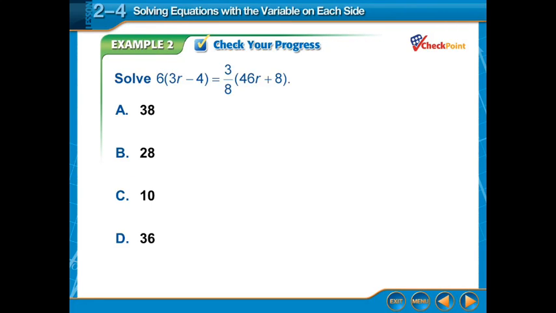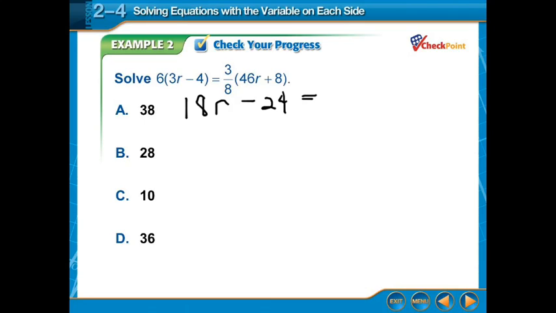Here you have 6 times 3r minus 4 equals 3/8 times 46r plus 8. Sometimes you must distribute, and so let me work this one for you. We did this one in class and I went slow, but some of you probably need to do this again. Here I used the wrong variable. Hold on. Let's use r. So 6 times 3r is 18r minus 24.